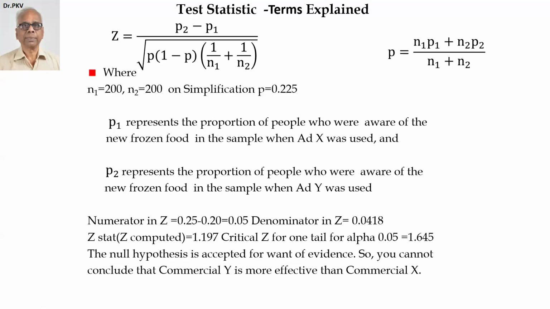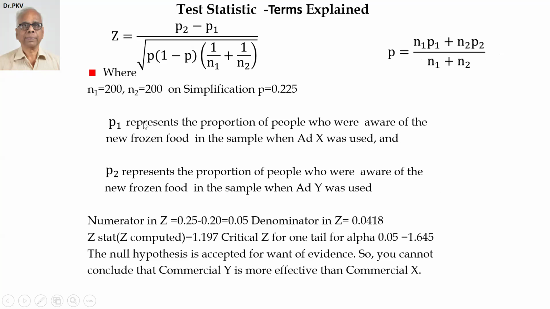The test statistic that is used is Z equal to p2 minus p1 over the square root of p into 1 minus p into 1 upon n1 plus 1 upon n2, where n1 is equal to 200, n2 is equal to 200. And p, on simplification, is 0.225, which is computed by this formula: p is equal to n1 p1 plus n2 p2 by n1 plus n2.